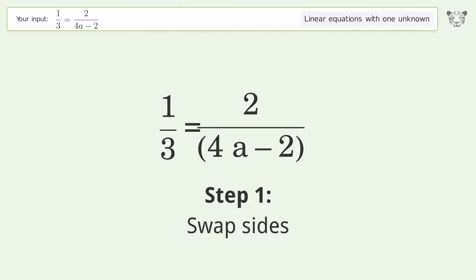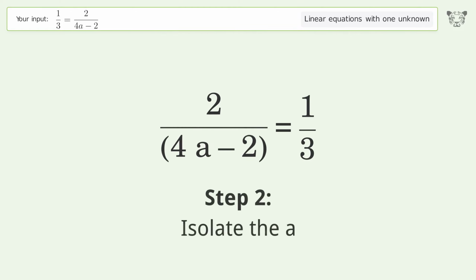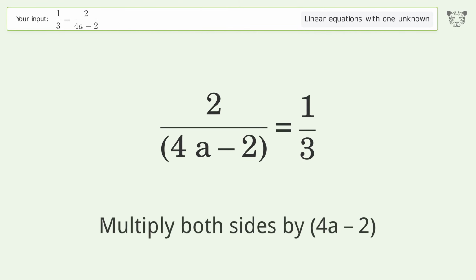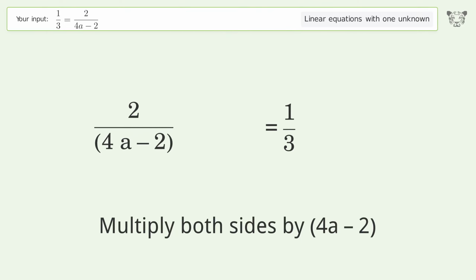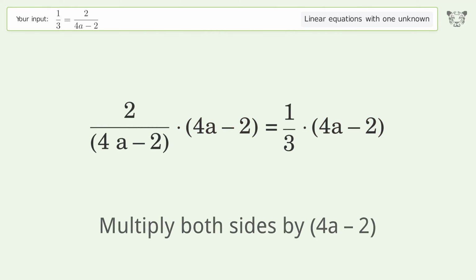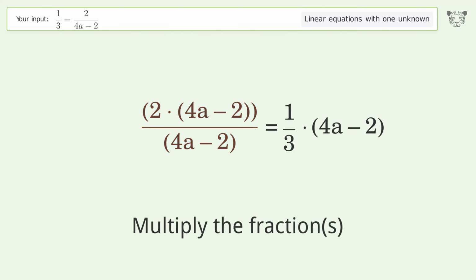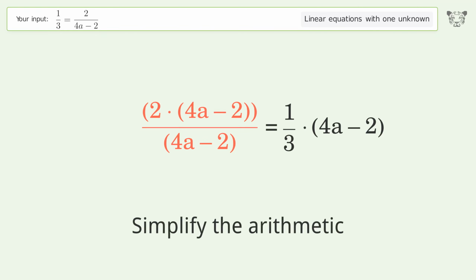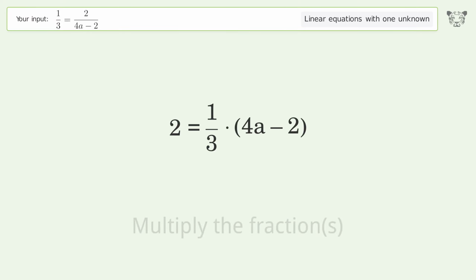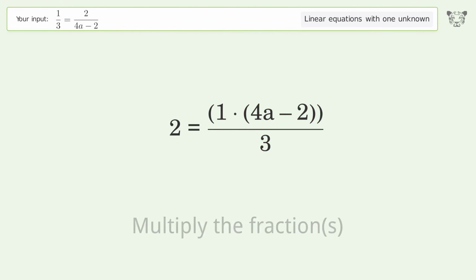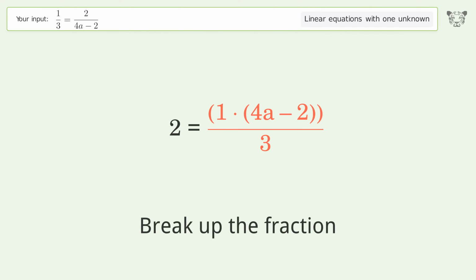Swap sides. Isolate the a. Multiply both sides by 4a-2. Multiply the fractions. Simplify the arithmetic. Multiply the fractions. Break up the fraction.